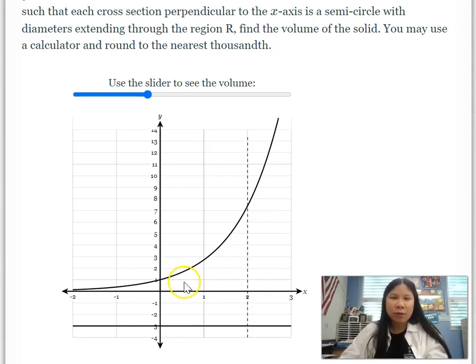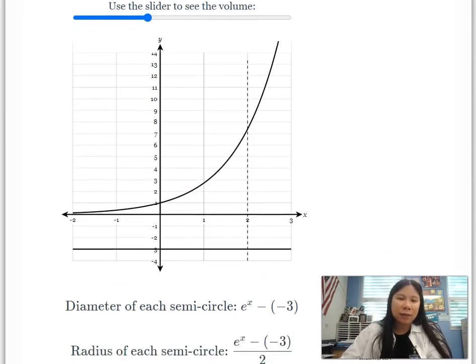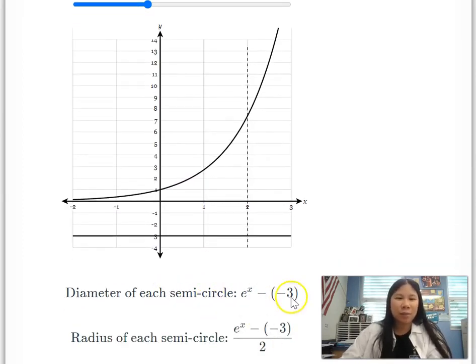So area of a semicircle would be half times pi r squared, and then we would have to figure out what the radius is for each of our circles. So in this problem, the diameter for each semicircle is going to be that distance from the top, the curve, to the line y equals negative 3. So our curve was e to the x. So if we do top minus bottom to find that distance, it would be e to the x minus negative 3. So that's the diameter for each semicircle, but in order to use our area formula, we would need the radius. So if I divide that by 2, that'll give me the radius of each semicircle.